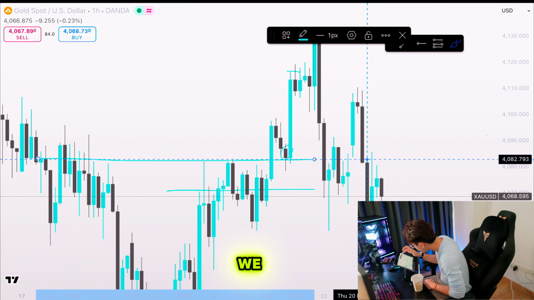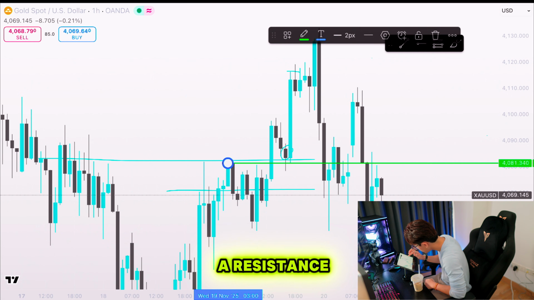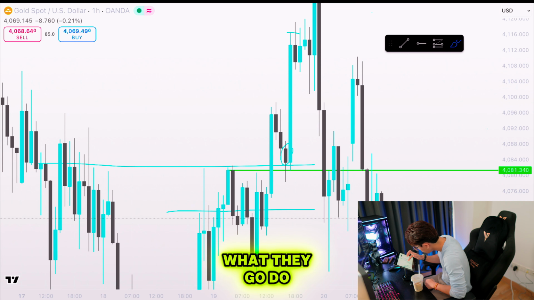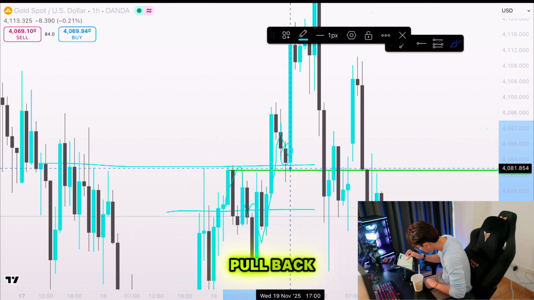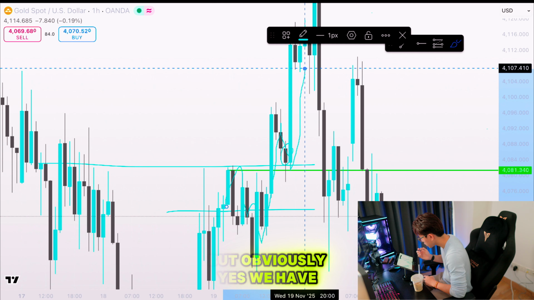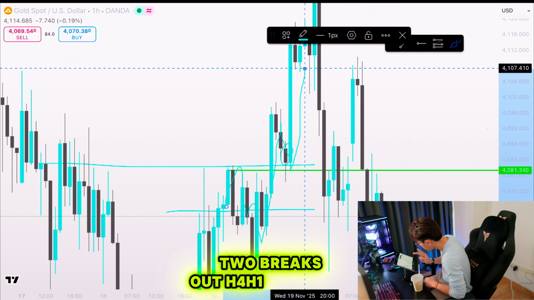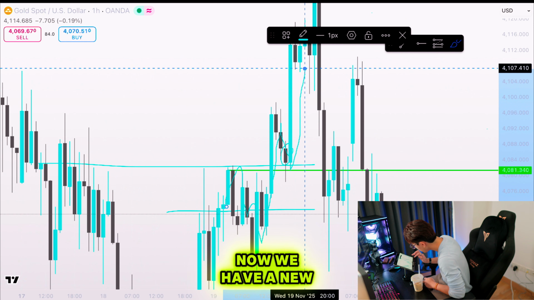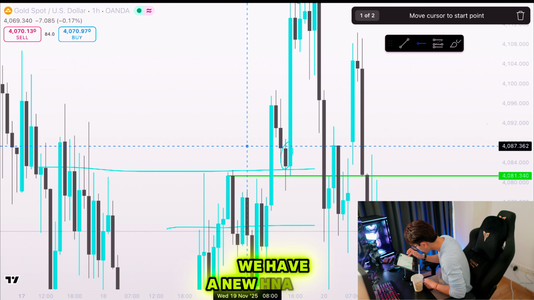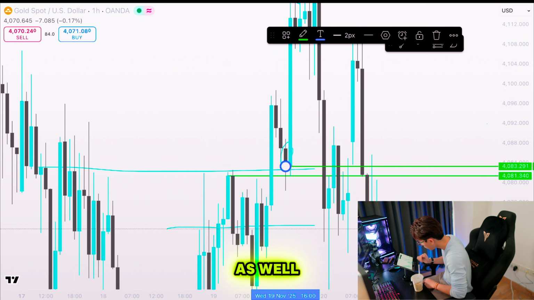On the H1, we also had an MTF resistance break, breakout support right over here. And what did they do? Boom, boom, boom, boom, boom, breakout, pullback, fly. But obviously, yes, we have 2 breakouts, H4 and H1 breakout. What do we want now? We have a new SNR formed on H1 as well. We have a new SNR formed right over here on the H1 as well. Now, what do we want?